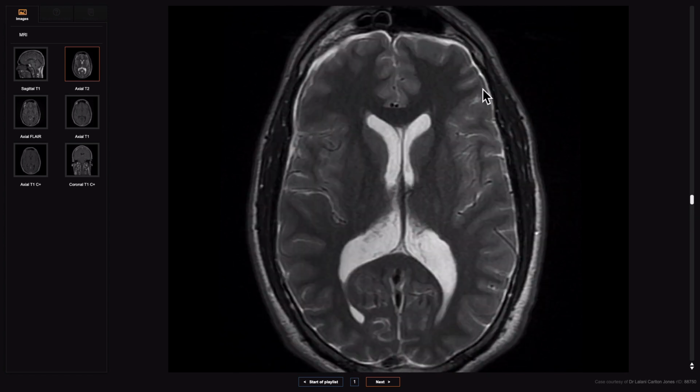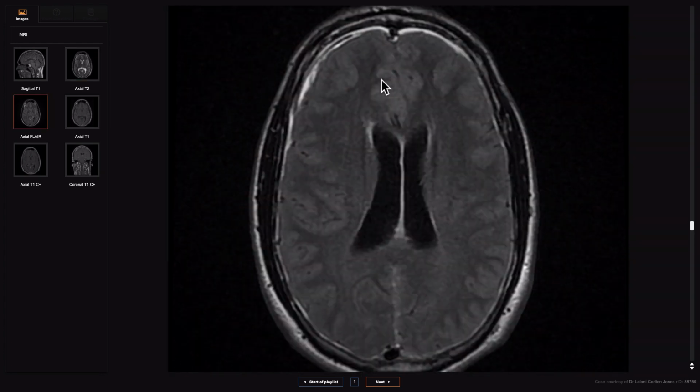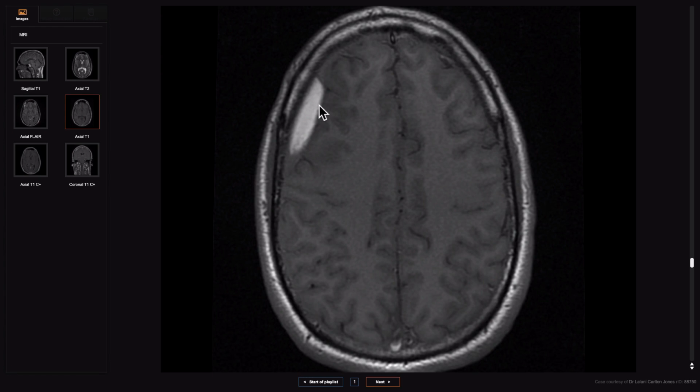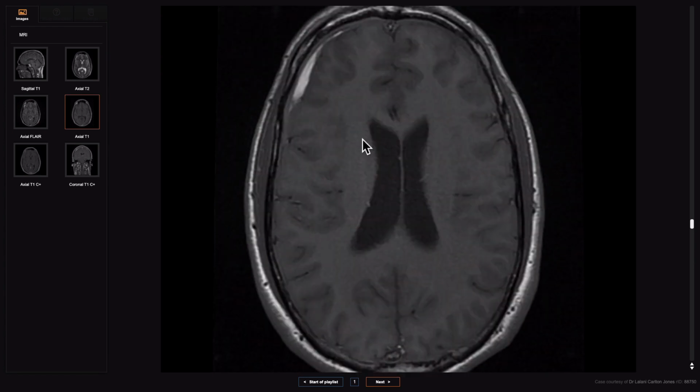And those subdural collections can have a range of appearances. When we look at the FLAIR imaging, you can see that they're hyperintense. And then on the T1 imaging, you can see that there's a hemorrhagic component to that subdural collection.